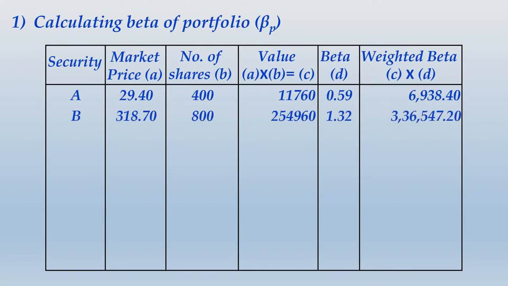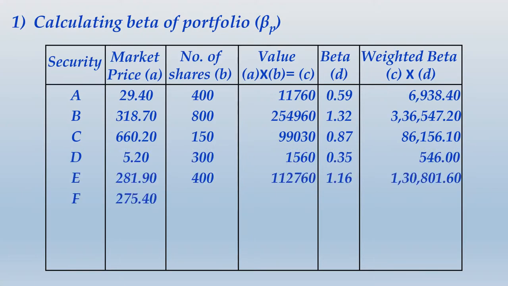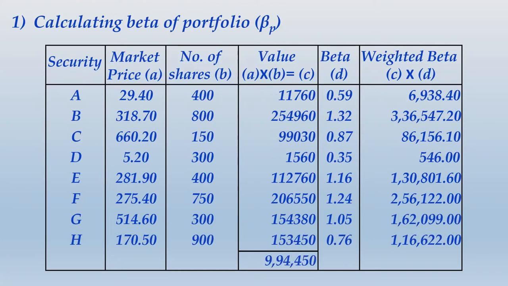Once you complete the entire working, you will then divide the weighted beta, that is the last column, with the total value of your stock portfolio to get the weighted average beta. So carefully take note of this whole thing, and I would strongly recommend, this is a good question which you must solve manually at a later stage after the session gets over. So please, as of now, take the screenshot of this working, and once you are done and clear with this, we will move ahead.